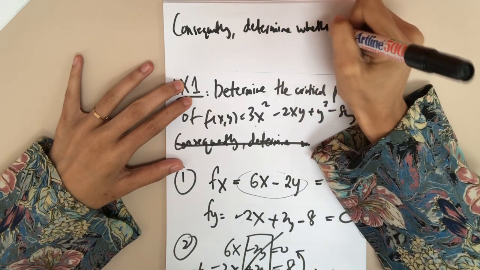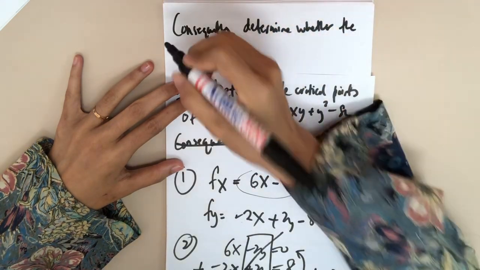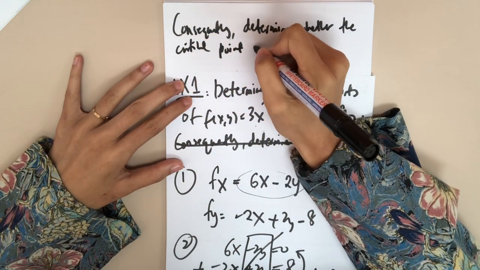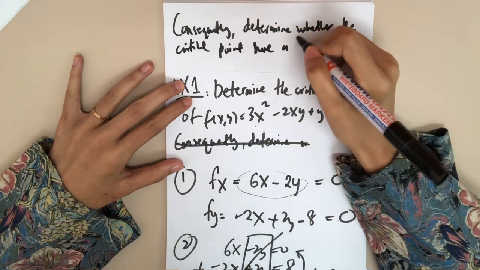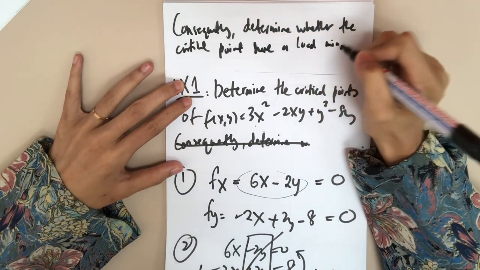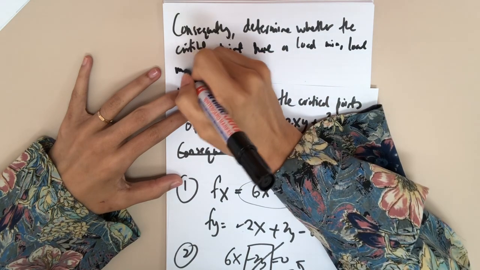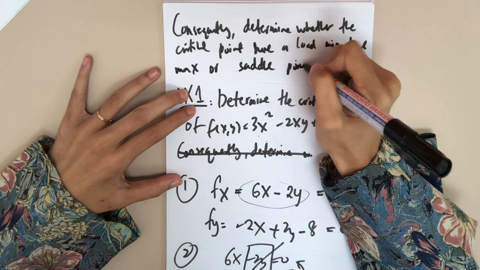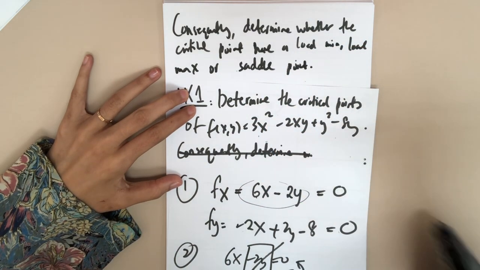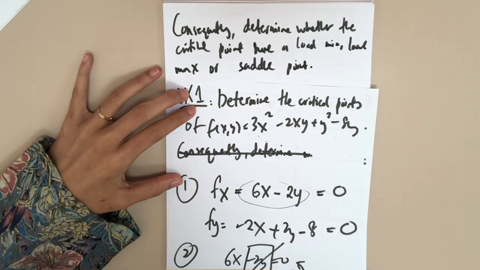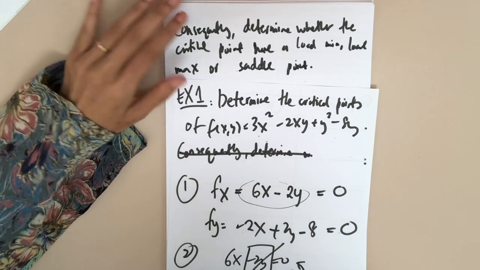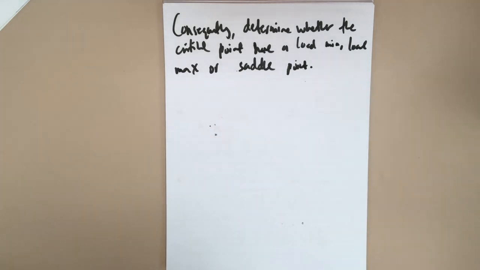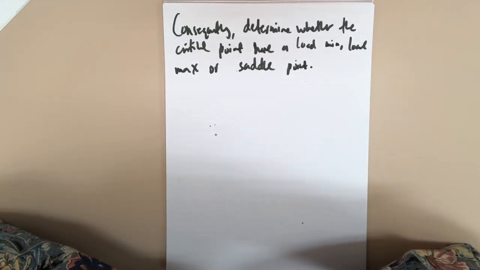whether the critical point has a local min, local max, or saddle point. This is a saddle point. A saddle point means it's not either a local max or a local min. So this is the extension of the example 1 question, with the same function.